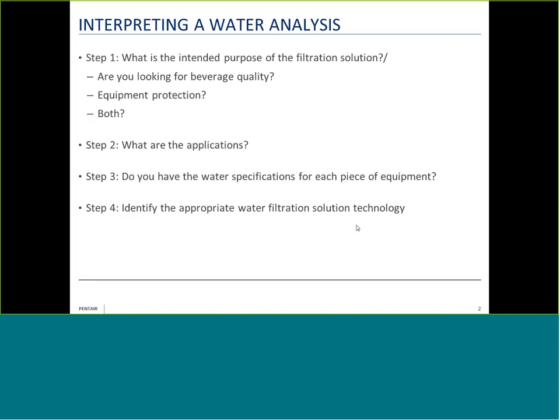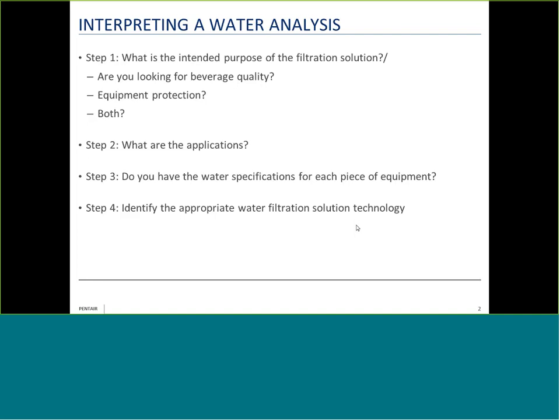What are the pieces of equipment we're going to be delivering this water to, and what quality do we need to get it to? We're going to collect whether that's ice, coffee, espresso, tea, or steam applications. We're going to gather the makes and models of those pieces of equipment. And then we're going to move on to step three.